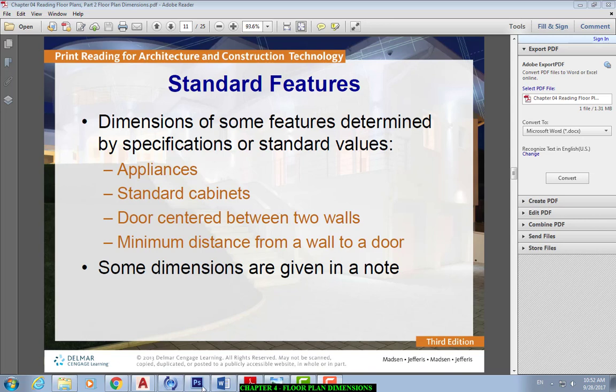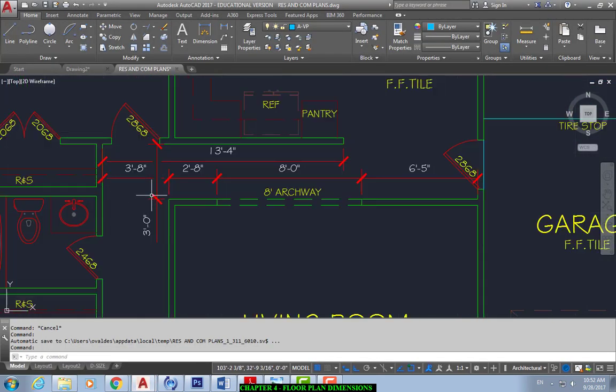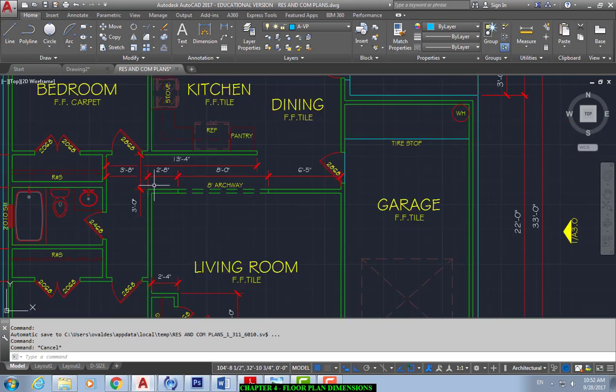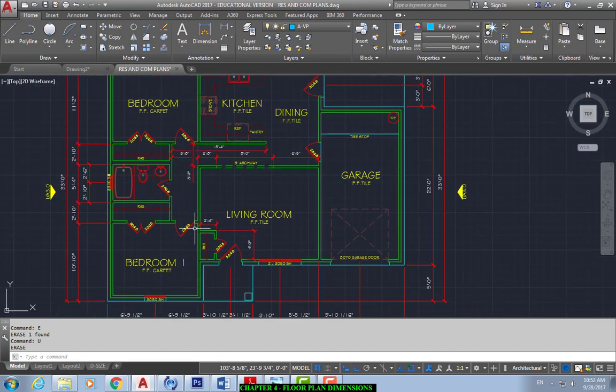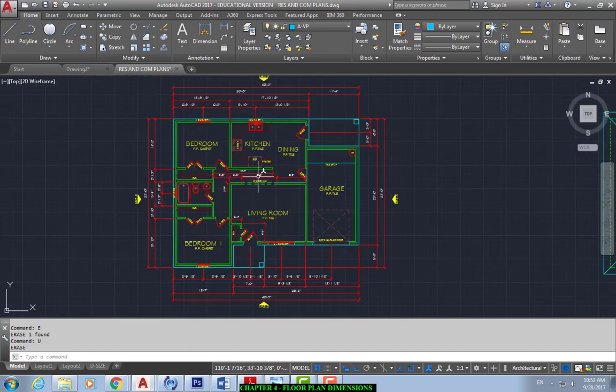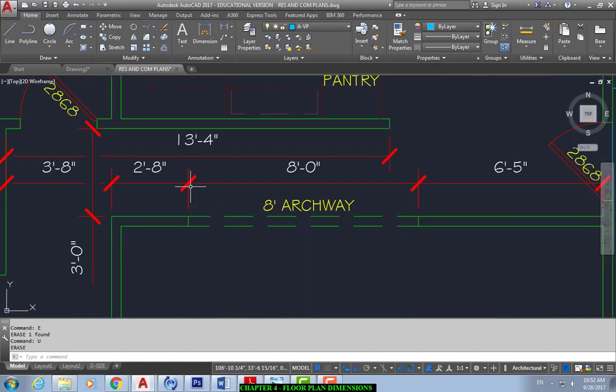Let me show you the plan that we were looking at in the previous video in regards to interior dimensions. Keep in mind that you're trying to get the spaces that you couldn't get. The walls that you couldn't get to from the exterior, you have to find interior areas where you can put those interior dimensions. For example, this archway tells us that it's 8 feet wide.